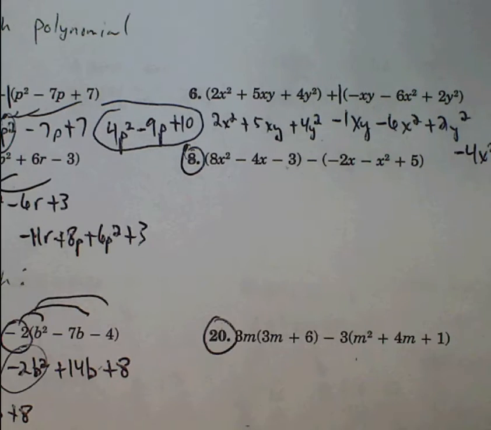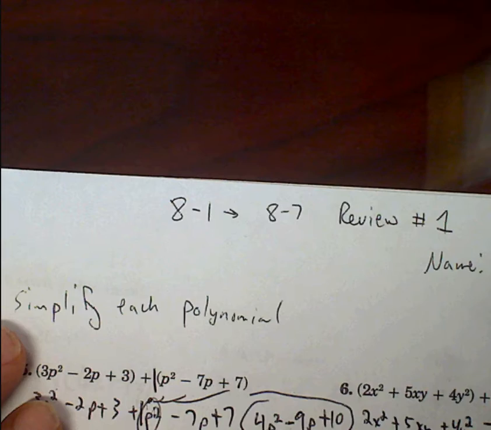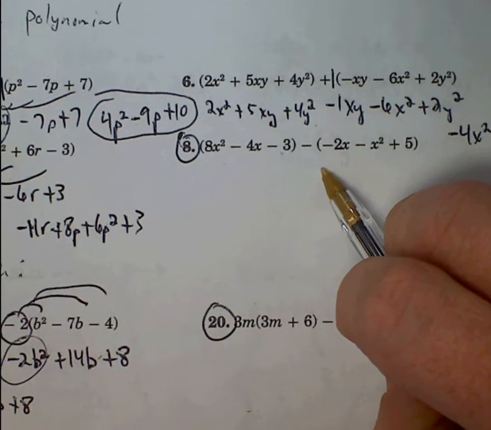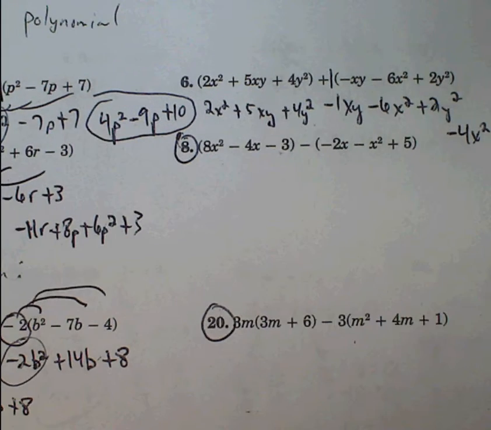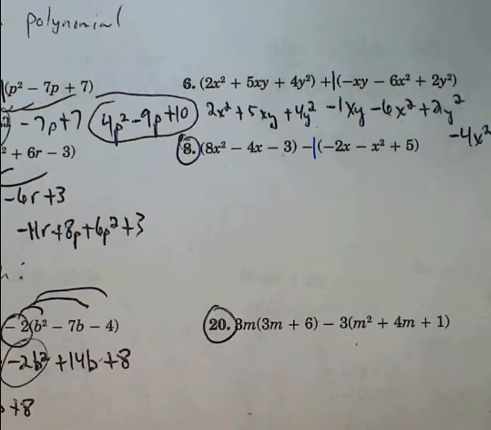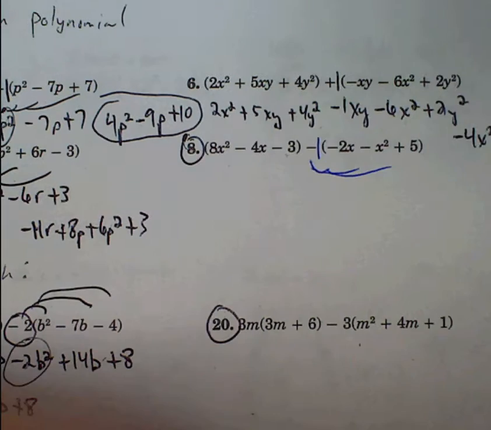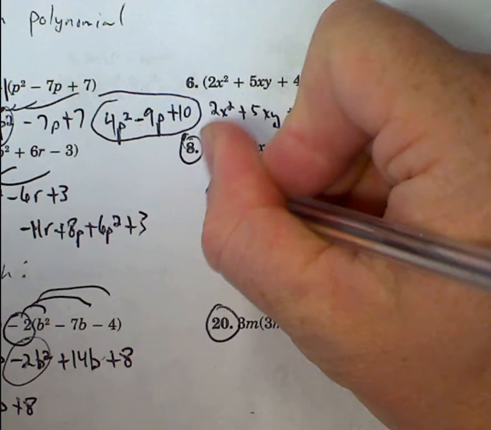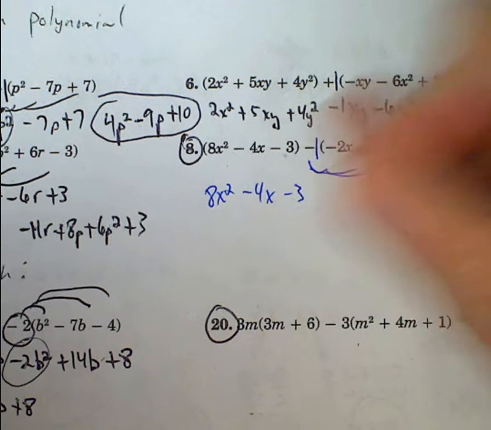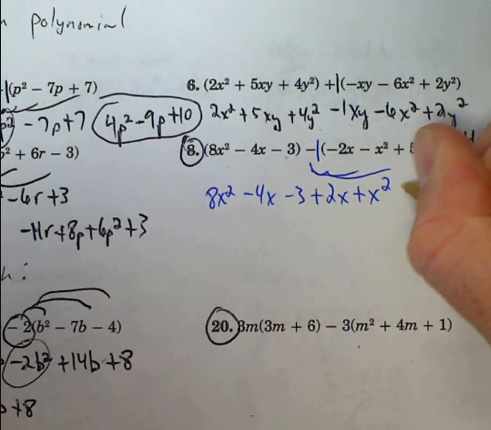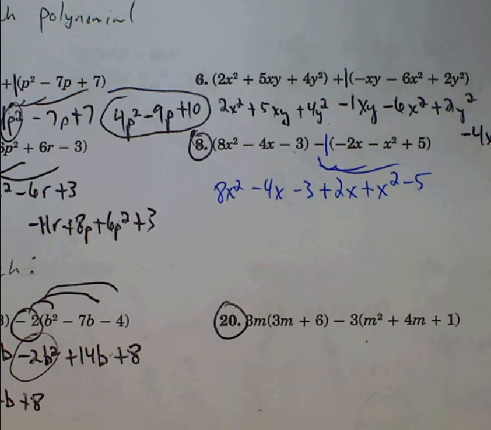Okay, so this is 8-1 through 8-7 review number 1. We need to go ahead and simplify this, so I need to subtract. I'm going to put a -1 and distribute that. So I got 8x squared minus 4x minus 3 becomes positive 2x, positive x squared minus 5.